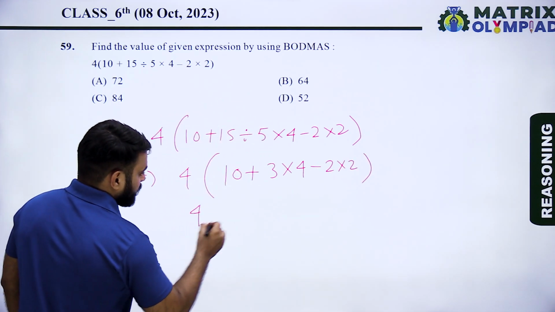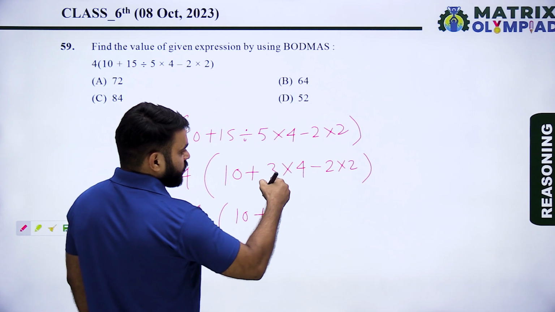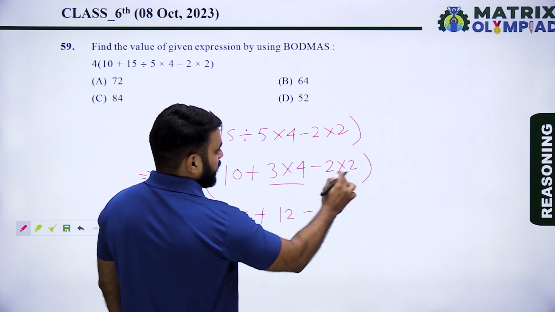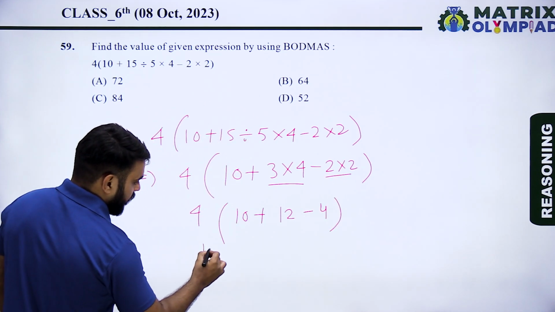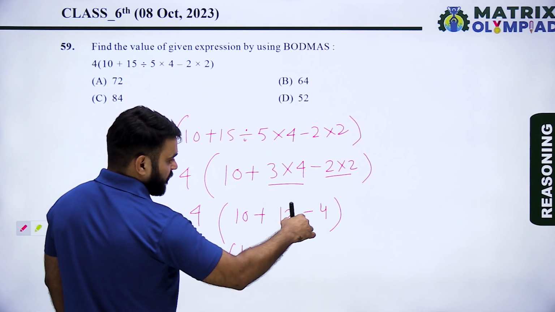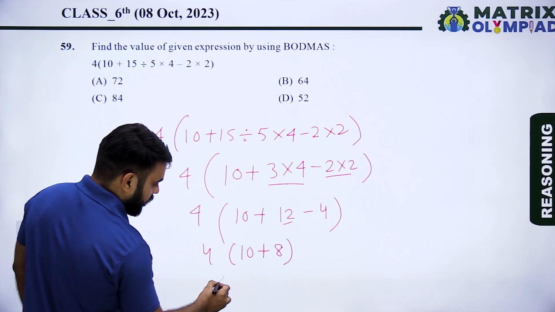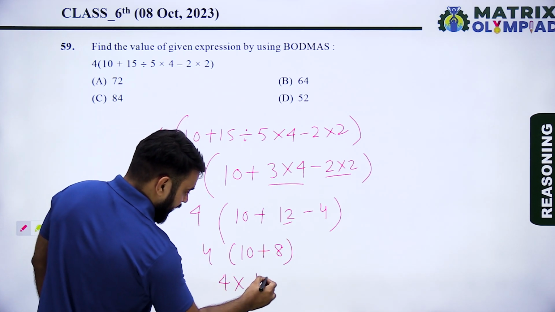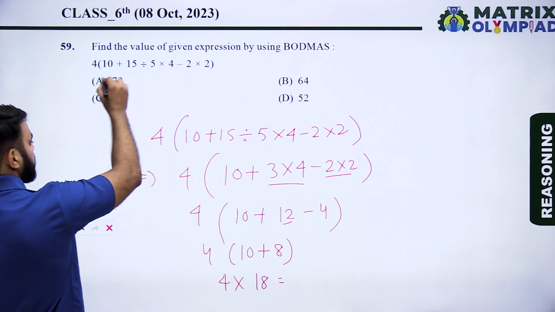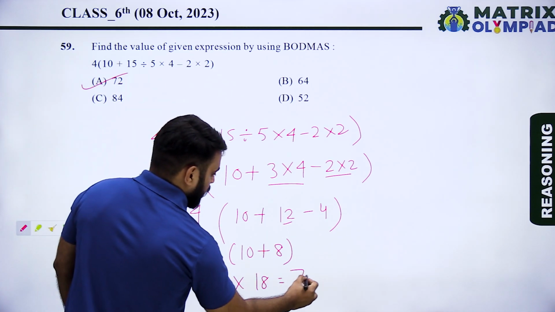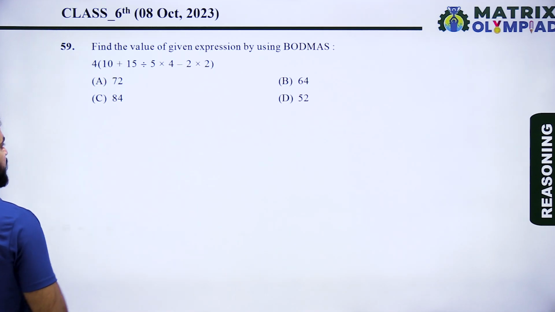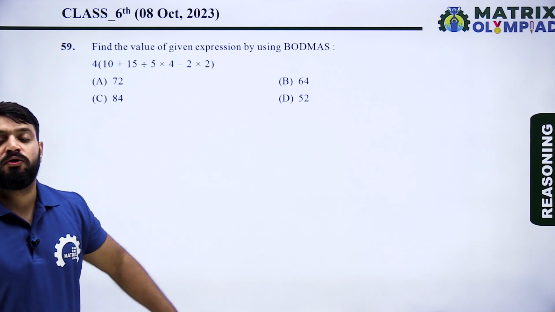Now solve. Multiply 10 plus 3 into 4. 3 into 4 means 12, minus 2 into 2, which means 4. So 10 plus 12 minus 4 means 18. So 4 into 18 means 72. So the value of this expression is 72. 72 is the correct answer, which means option A. Okay, let's move on to the next question.